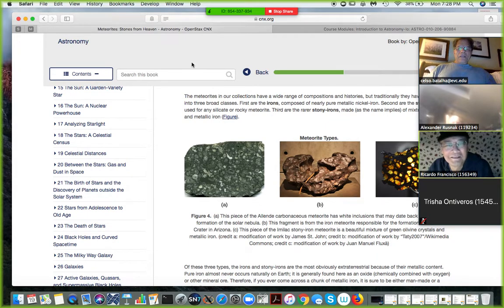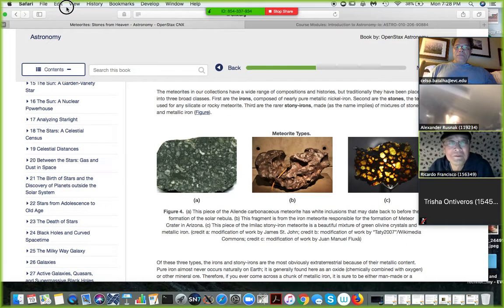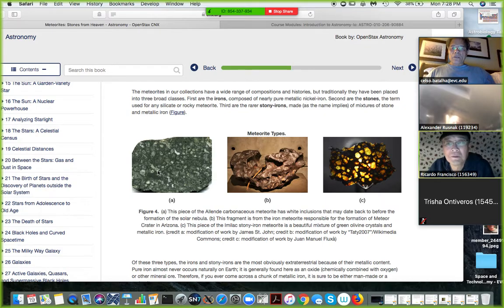Those are some of the types. You can see some of the minerals. Some of the minerals that were formed in the circumstellar disk itself, and then you can classify them. You can do analysis. You can do spectroscopy, mass spectroscopy, and determine what they are made of.